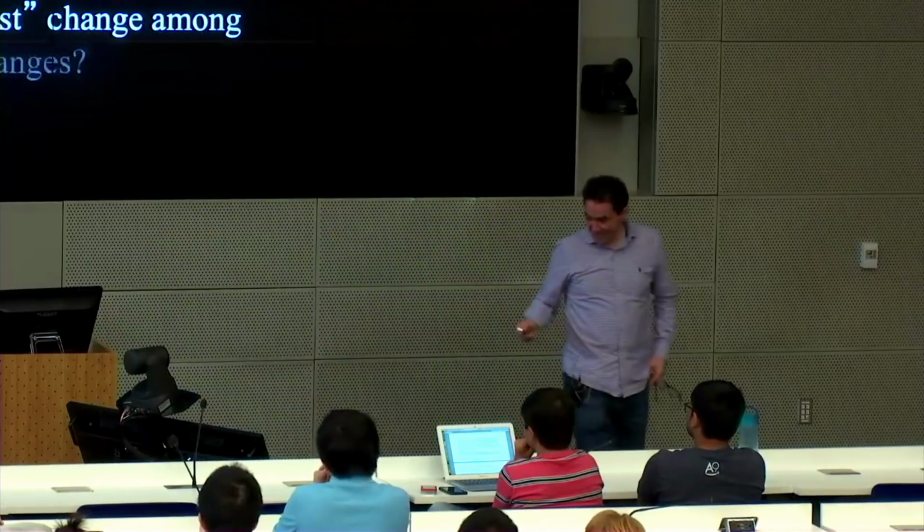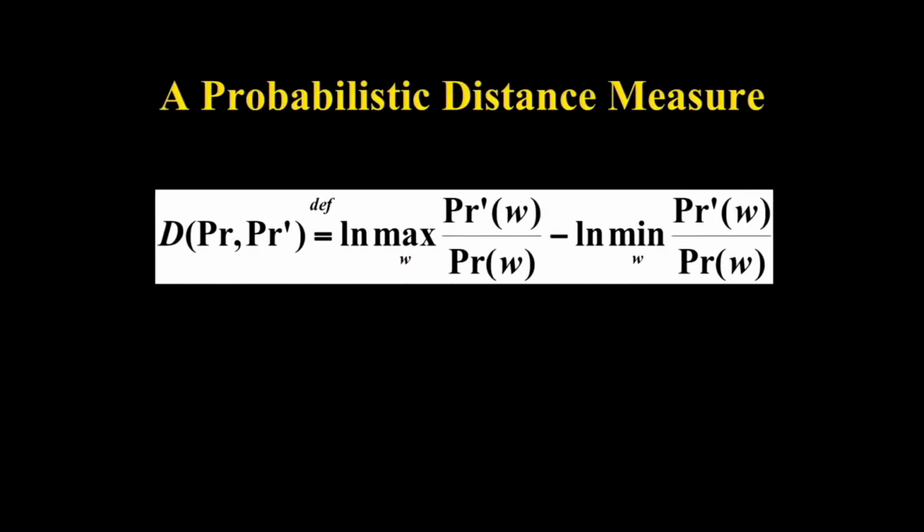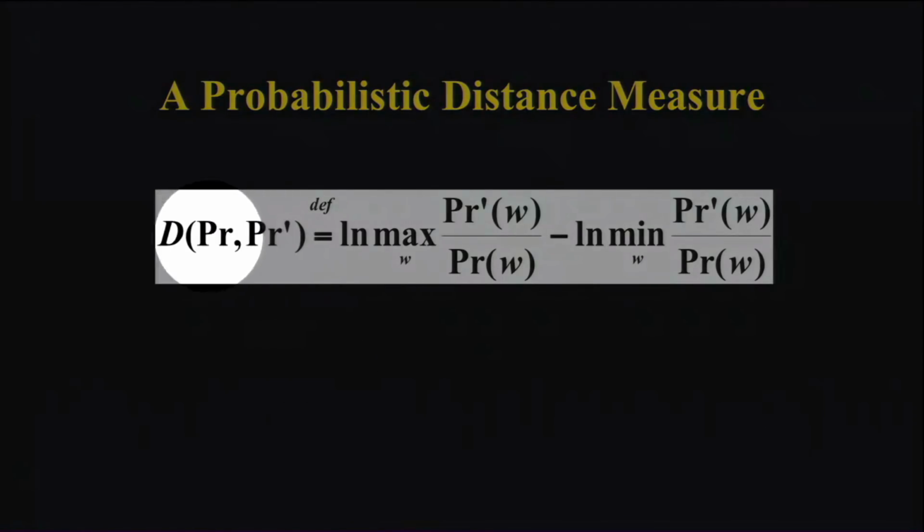So let's see it. Here's the formula, and I'm going to show it to you pictorially in just a second. Look at it. Stare at this distance measure. It's between two distributions, PR and PR prime, and it has two terms. So what are we doing here? We're iterating over every world, and then looking at what this distribution says and what that distribution says for that particular world.